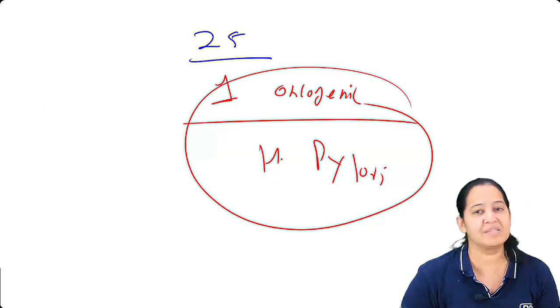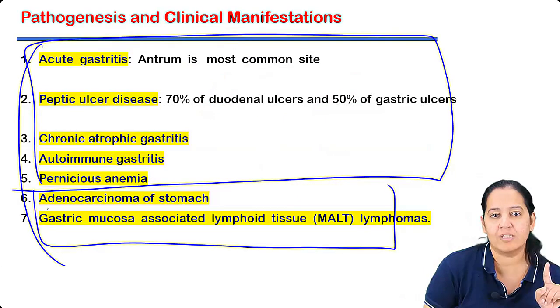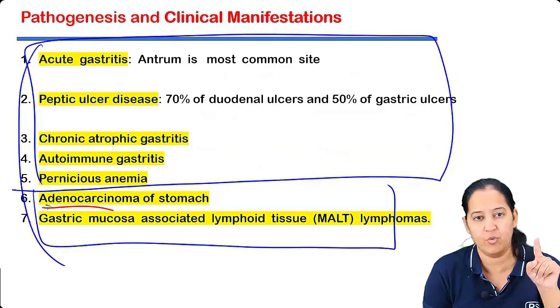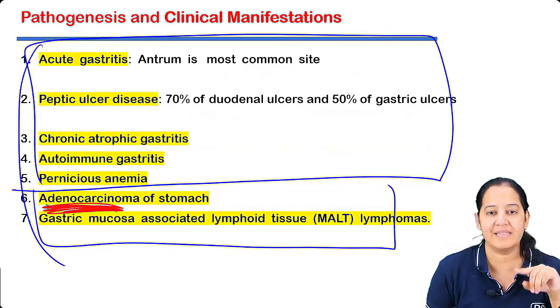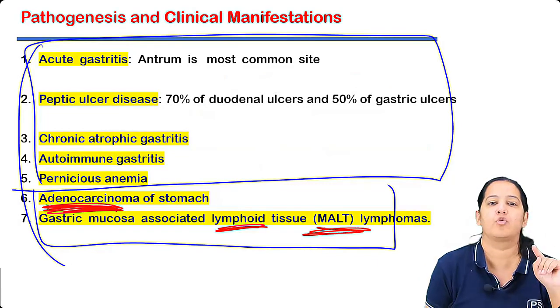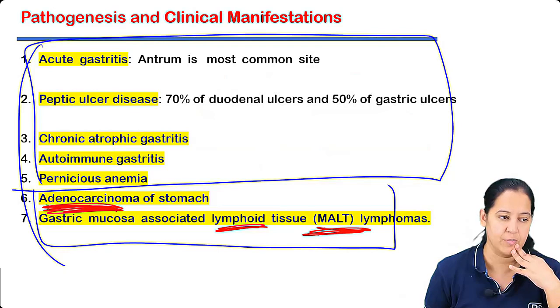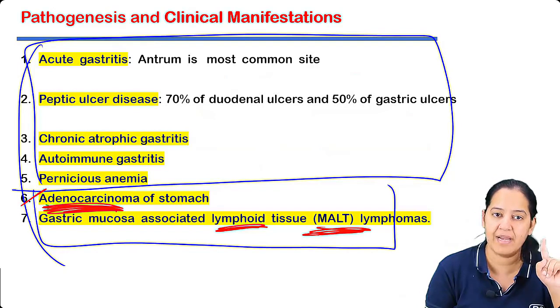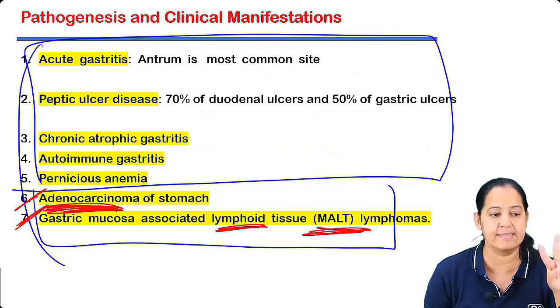Both of them are in the stomach. One is adenocarcinoma of the stomach, and the second is lymphoma of the stomach, known as maltoma. Lymphoma of the stomach is maltoma. So adenocarcinoma and lymphoma, these are the 2 cancers it causes.